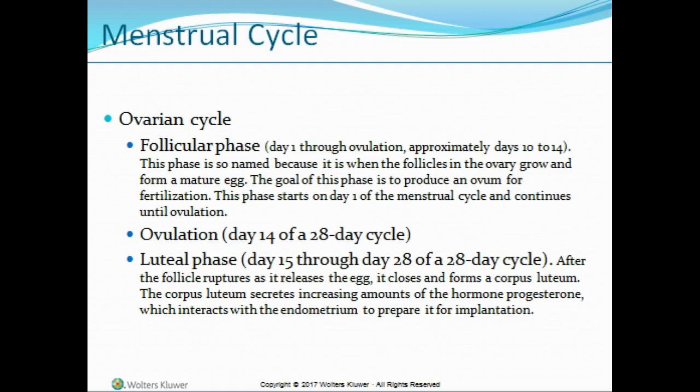After ovulation occurs, we go to the luteal phase, and the luteal phase is day 15 through day 28 of a 28-day cycle. So after the follicle ruptures and releases the egg, it closes and forms a corpus luteum. The corpus luteum secretes increasing amounts of the hormone progesterone, which interacts with the endometrium to prepare it for implantation. Progesterone is a very important hormone when it comes to pregnancy, and we'll talk more about that later.